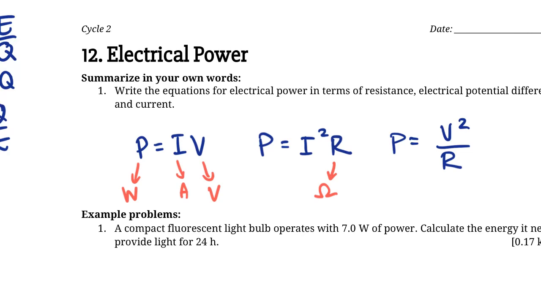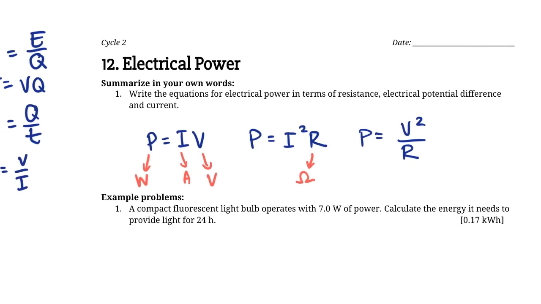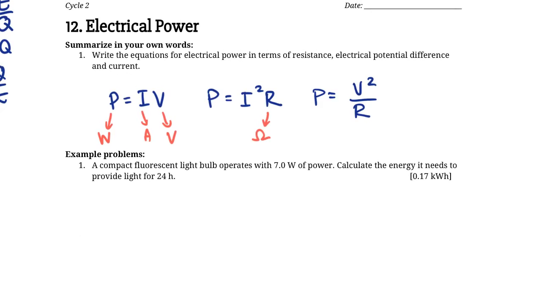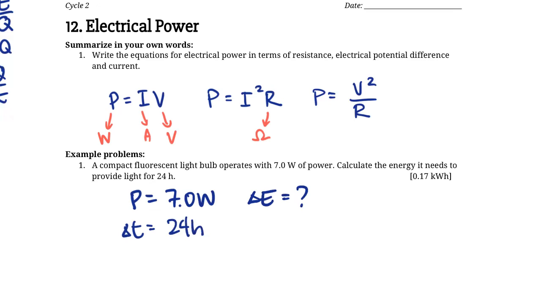So looking at our first example here, we notice it's a bulb that uses 7 watts of power, right? So power equals 7 watts. And we want to find the energy, so delta E is our question mark, that's what we don't know. Calculate the energy it needs to provide light for 24 hours. Well, you know that that's time, right? So in this case, are these three equations actually going to help us out? The answer is no, right?